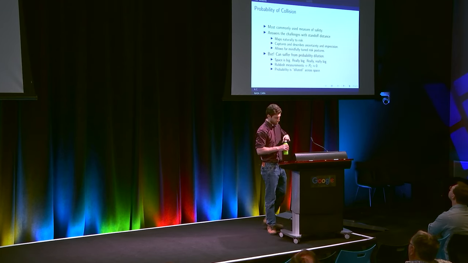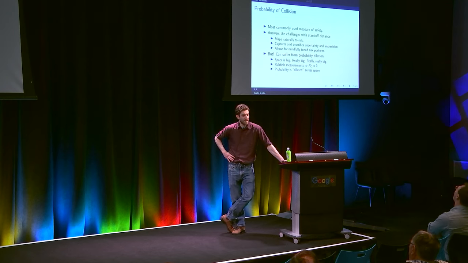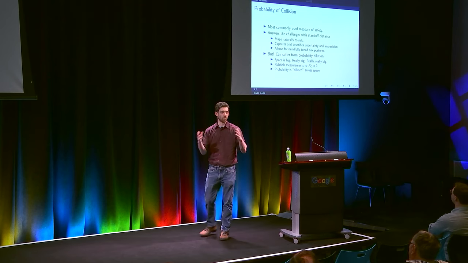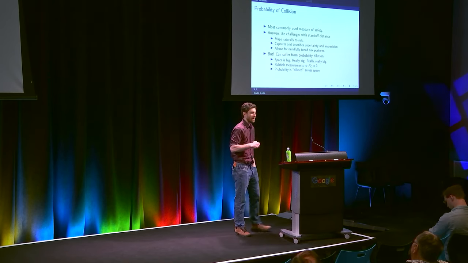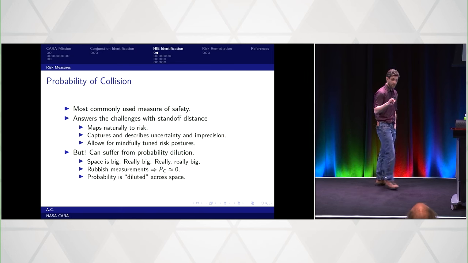And that problem is that space is big. Space is really, really, really, really, really, really, really big. So if I have just rubbish measurements, and by that I mean they're imprecise, and I know that they're imprecise, so my uncertainty is very high, then my probability of collision is going to go to zero, regardless of the path of my two objects, just because there's so much space that their positions have been diluted across. This does not mean, even though the road is mostly empty, that it's a good idea to close your eyes and slam on the gas. So we have to be careful when we are looking at these probabilities of collision and when we're designing these systems to take this feature of space and of the problem into account.